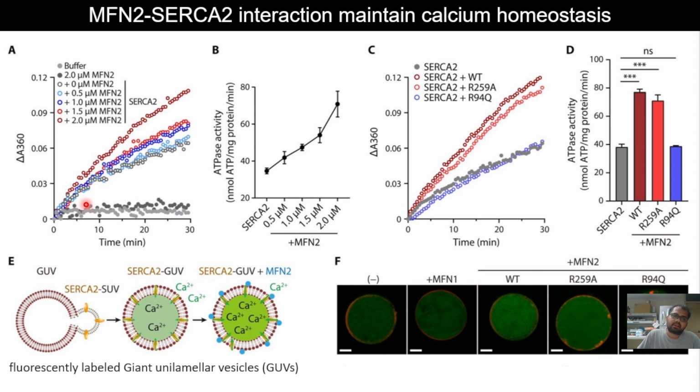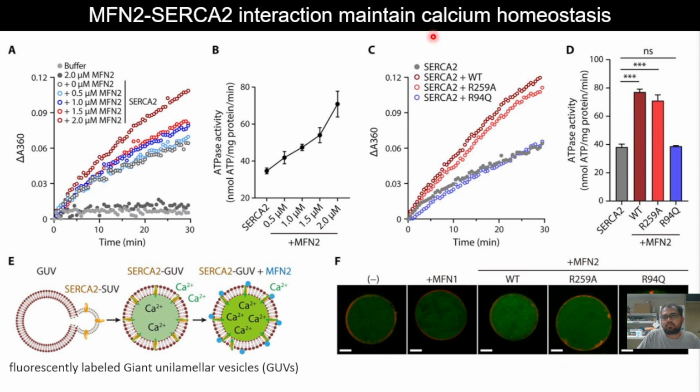Because we know that SERCA2 is also an ATPase, its activity can be measured by the use of the ATP. When they added different concentrations of MFN2 to the SERCA2, they found a substantial increase in the use of the ATP. It means that if you are adding more MFN2, there will be more activity of SERCA2, which is also shown here, the same data.